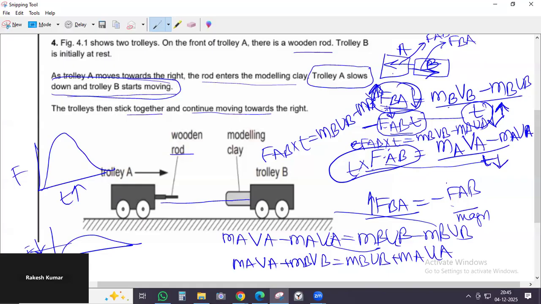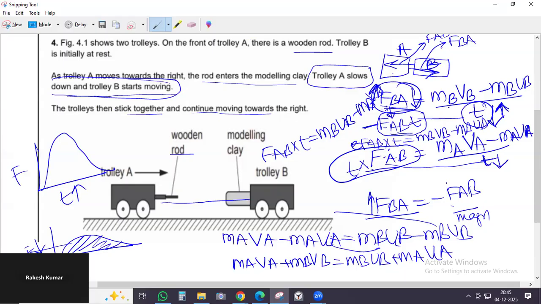And the impulse remains the same. The rate of change of momentum remains the same. The area of this curve, F into T, remains the same. The only thing is, if you have increased the time, the force will decrease. The change of momentum will remain the same. The impulse will remain the same. Everything is the same, only the time is different.